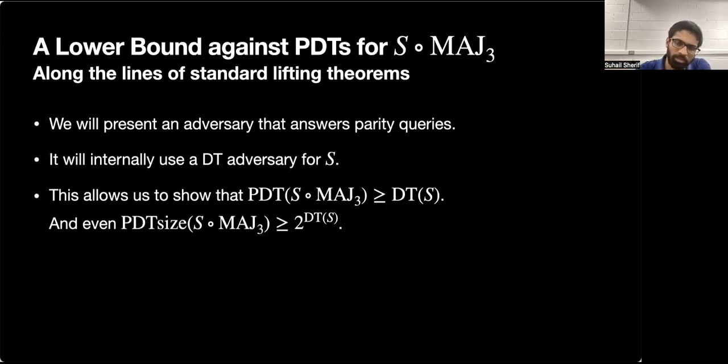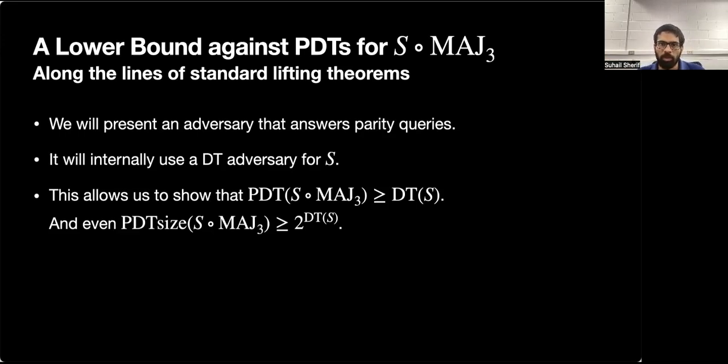We should note here that lots of lifting theorems have been proven in the past, but none of them imply this specific statement. There are some that do show lower bounds on parity decision tree size, but the lower bound that they show is just 2 to the power randomized decision tree complexity of S, which is weaker than what we want.